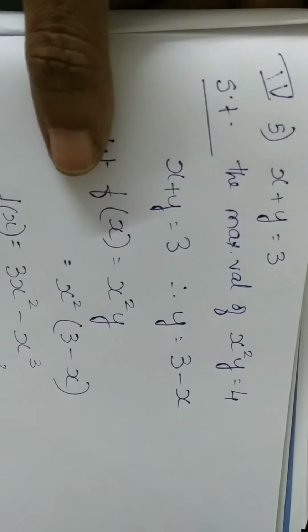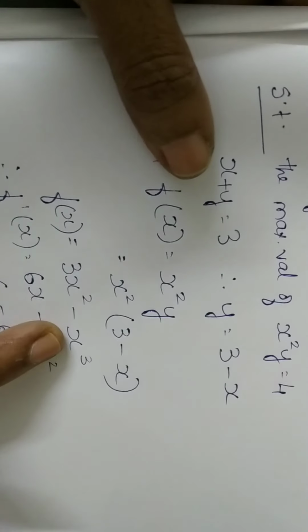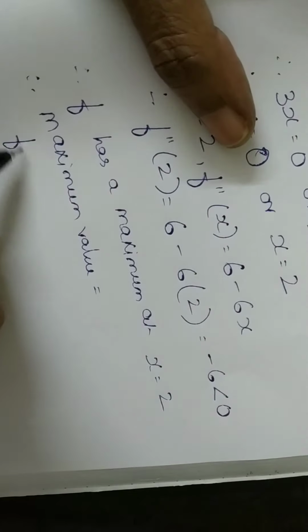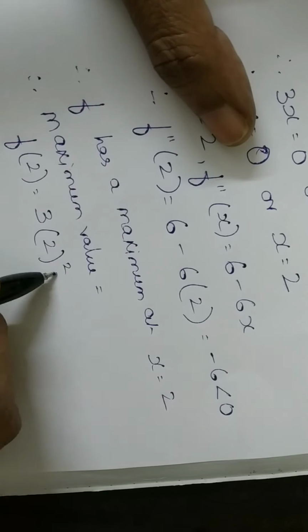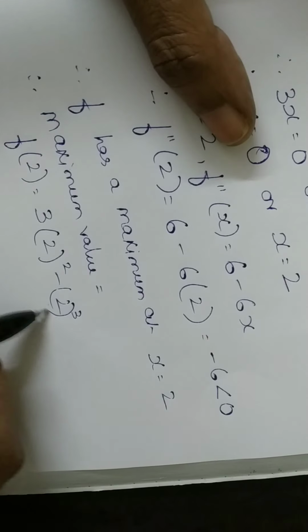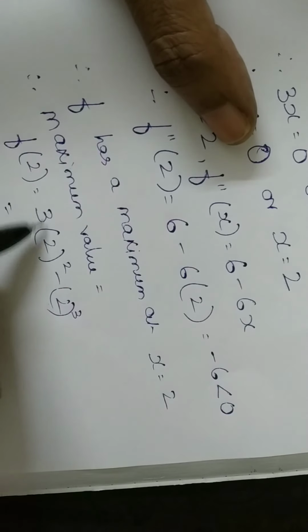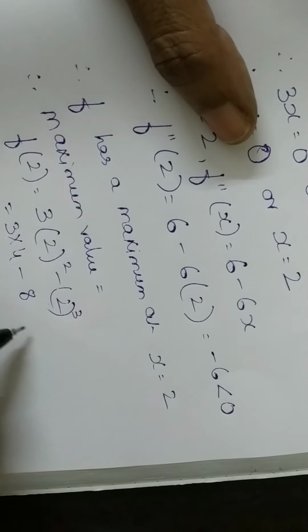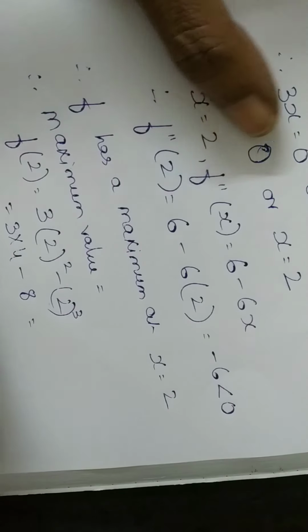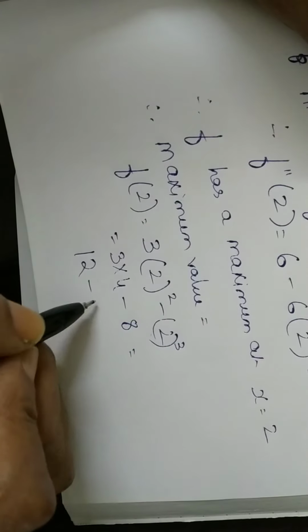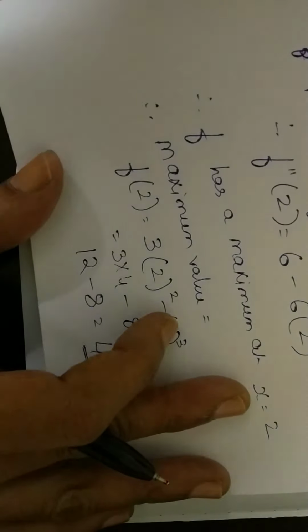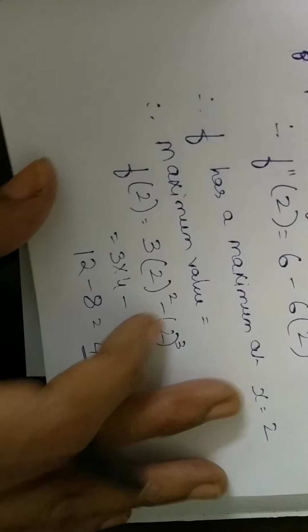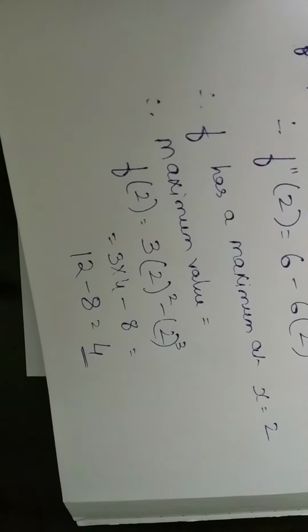So 3x square minus x cube becomes this way: f(2) is equal to 3 into 2 square minus 2 cube, which becomes 3 into 4 minus 8, which is 12 minus 8, which is 4, as they had asked. Thus we conclude that the maximum value of x square y is 4.